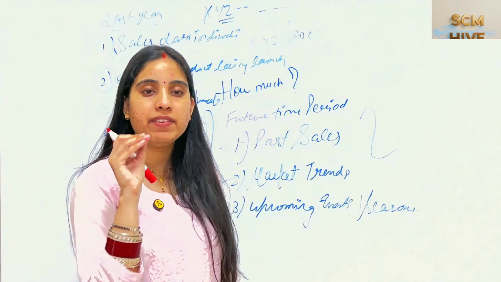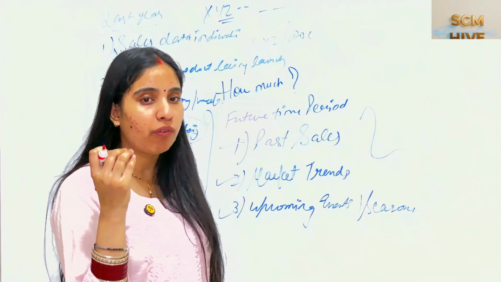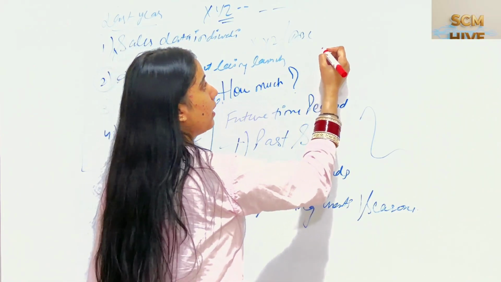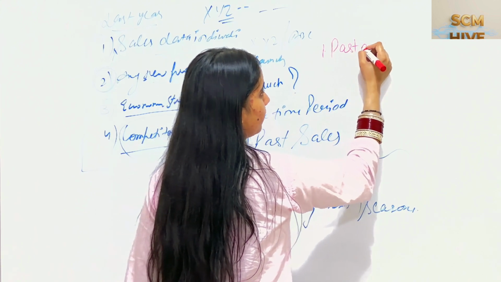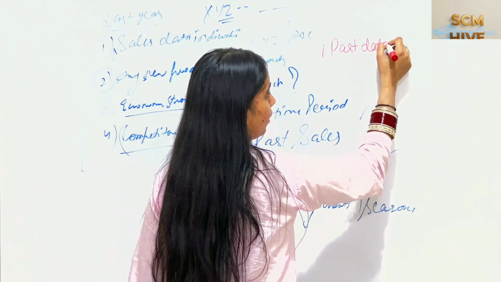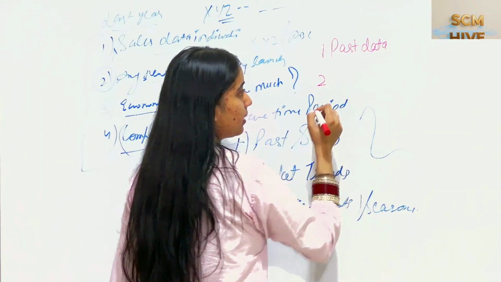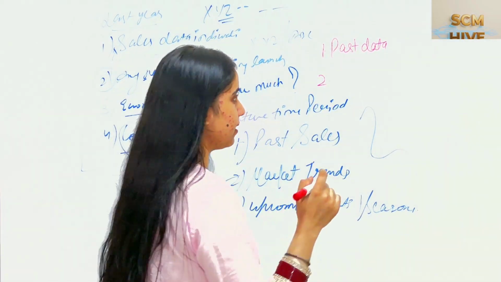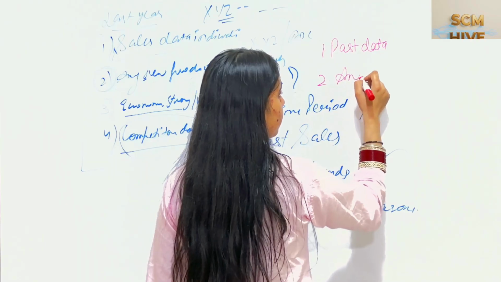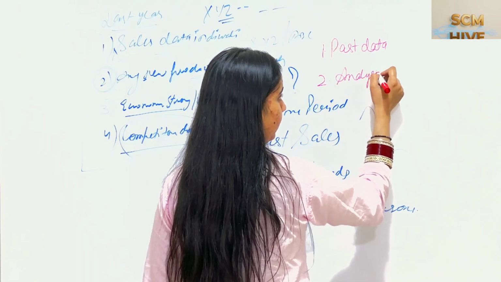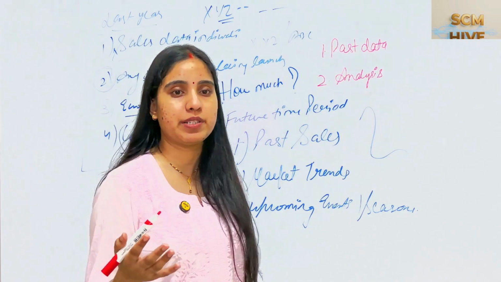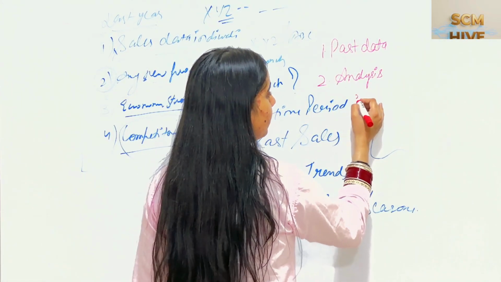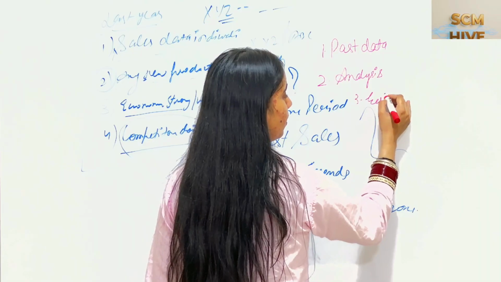So if I write in easy language, what are the important points? The first is past data, to do the analysis. The second point is analysis. Analysis is based upon the market trend, the seasons, and the events. And the third is estimation.